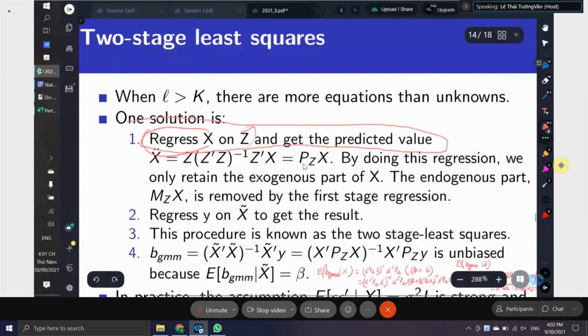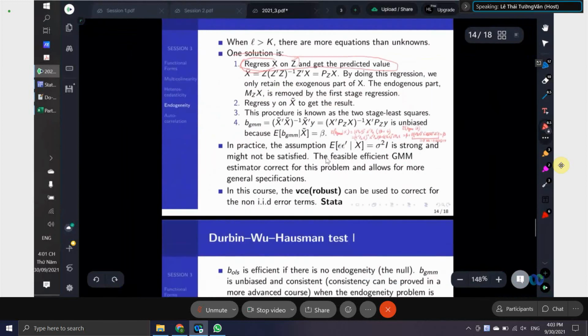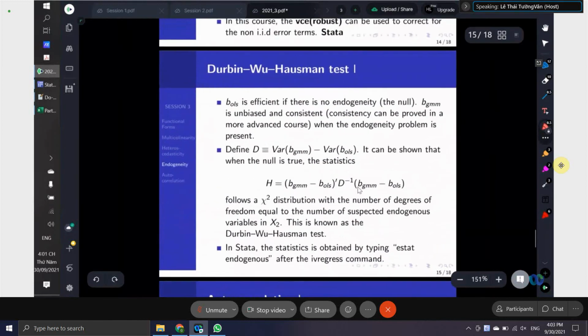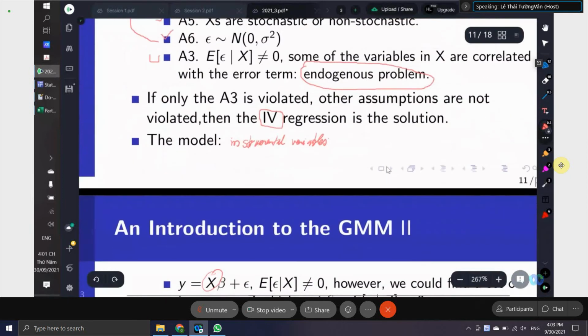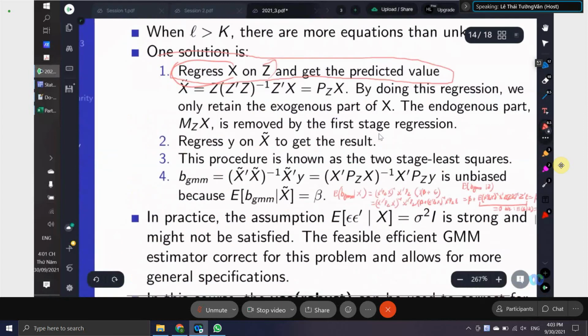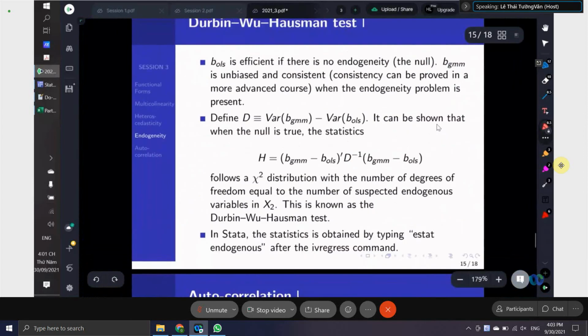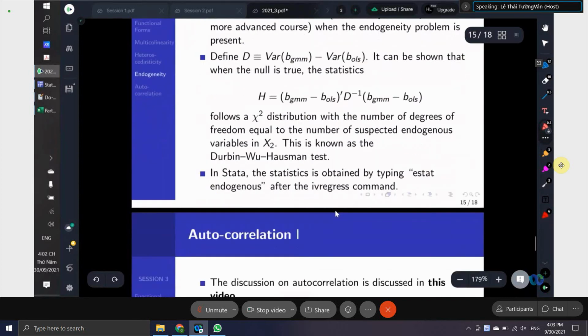And with that, I think we are done with the part on. There is some discussion here I have included about testing whether we really need to do the instrumental variable. It is called the Durbin-Wu-Hausman test, and in Stata you can type estat endogenous after running the ivregress command.